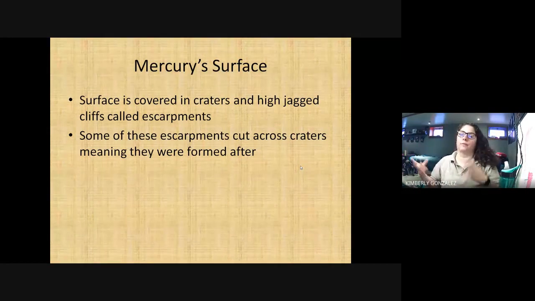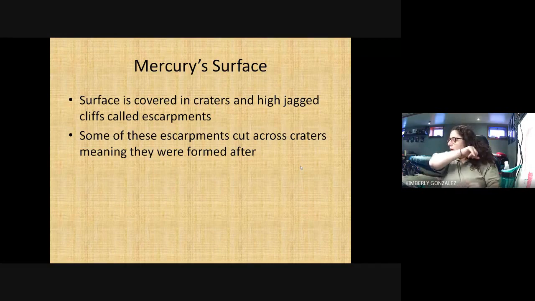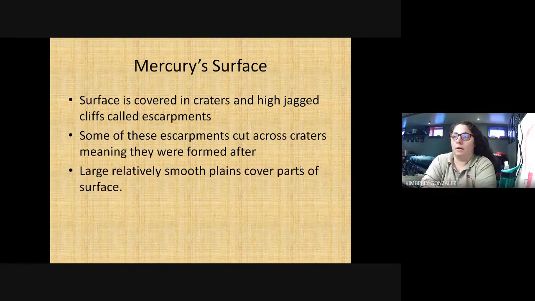So the craters were created from these asteroids and other space stuff that came in and hit into Mercury, right? Okay, and then the escarpments actually cut across them, which means that the craters were older than the cliffs. Okay, not only do they have these craters and cliffs, but they also have other relatively smooth parts of the surface. Okay, we call those plains. Plains are just flat, smooth surfaces.